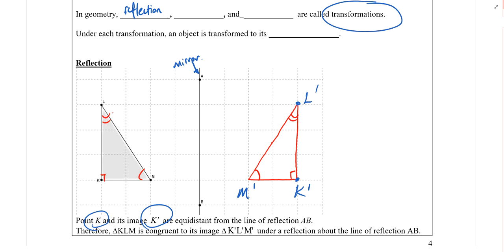So we say that triangle KLM is congruent to K prime, L prime, M prime. Just like my example of my shoe. Mirror image, but same shape, same size.